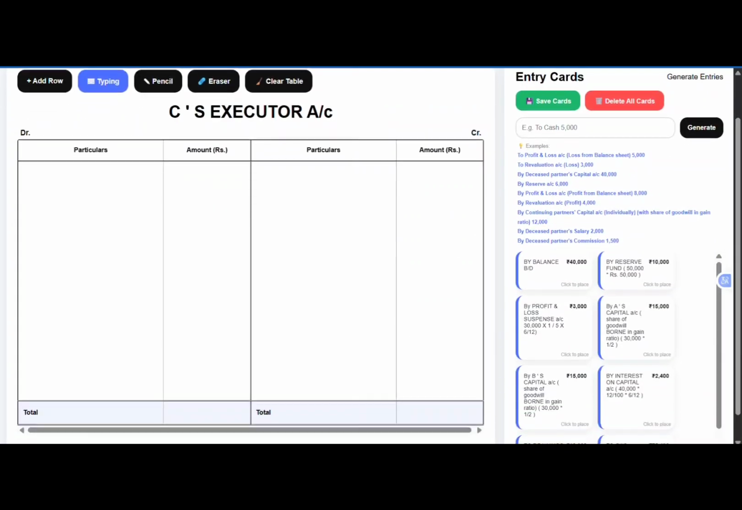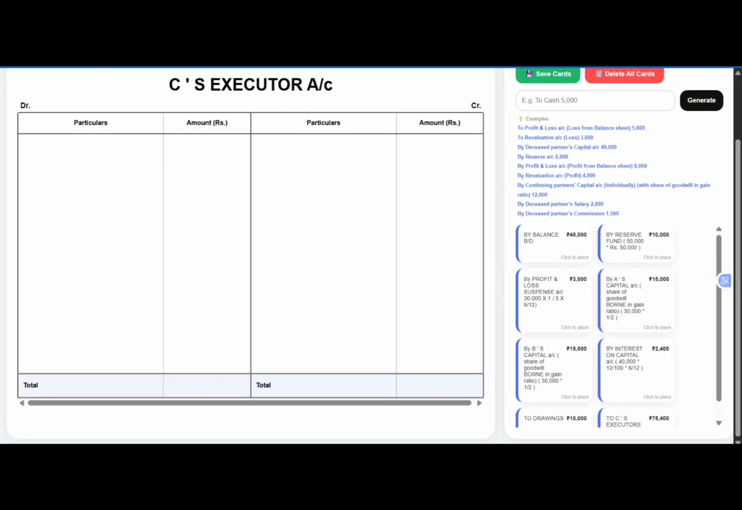So this is the executor's account, C's executor's account. Instead of writing it as C's capital account, we are going to directly prepare C's executor's account. The same format we are going to follow, debit and credit. The only difference is the opening balance. So here in the executor's account, we are preparing the executor's account on behalf of C.